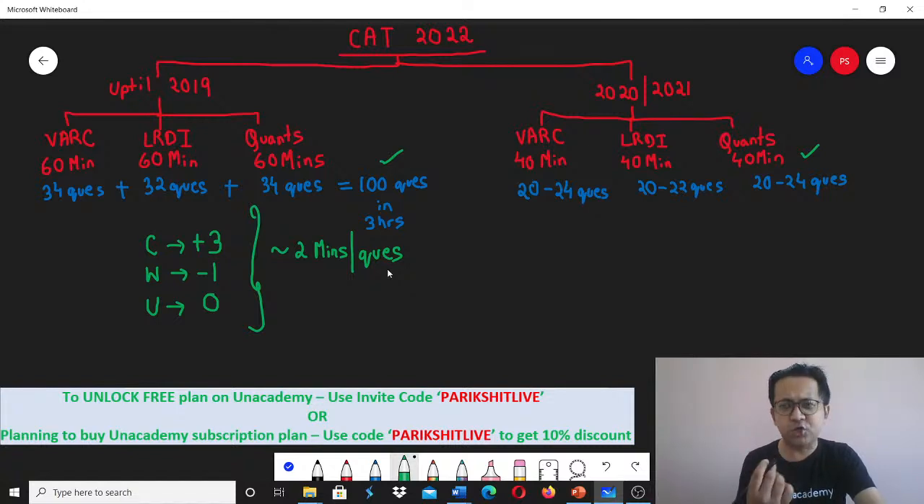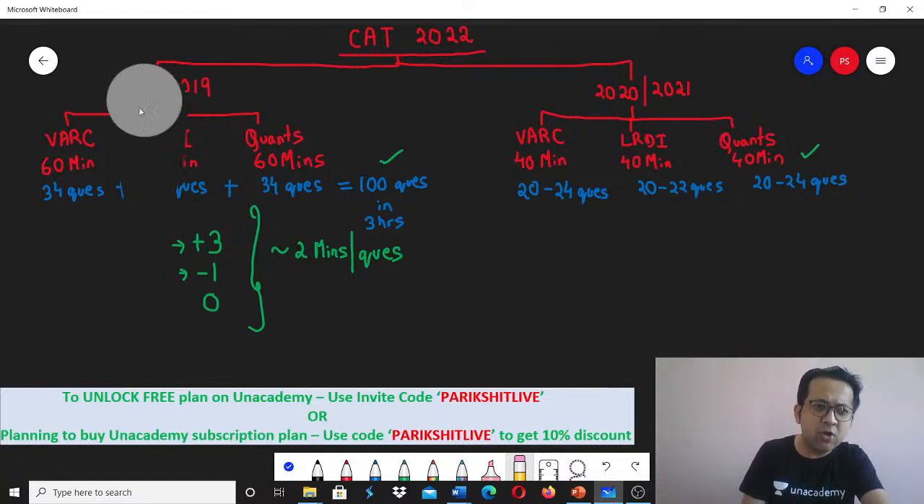So this is very much doable, provided you know the correct tricks. Okay. Now you know about the paper structure. Next, what I'm going to talk about is the marking scheme. What I just showed you is the absolute marking: correct marks, wrong marks, unanswered.